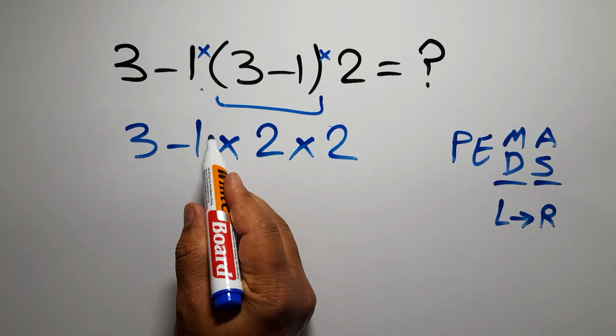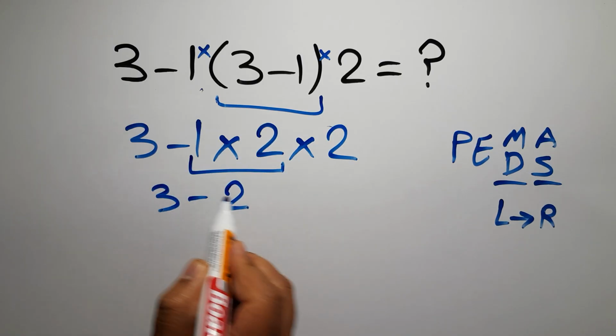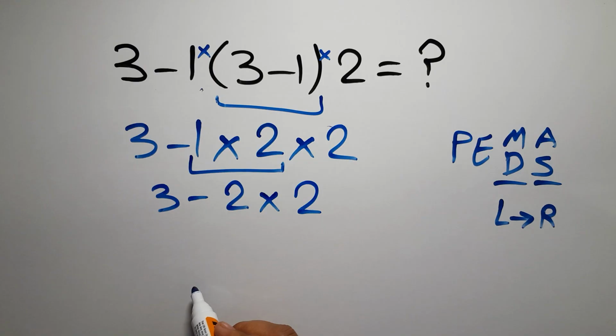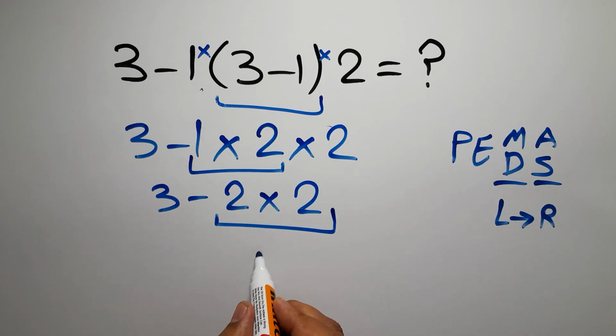Now we have to do this multiplication. 1 times 2 is just 2. So 3 minus 2 times 2. And now we have to do this multiplication. 2 times 2 gives us 4.